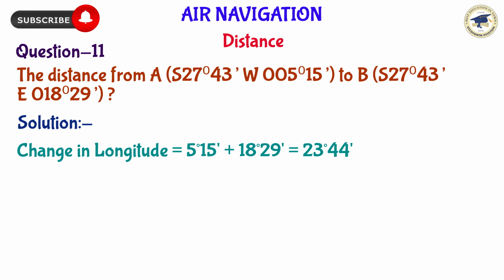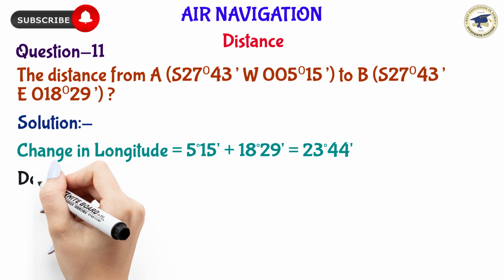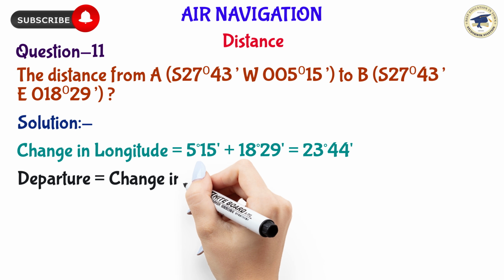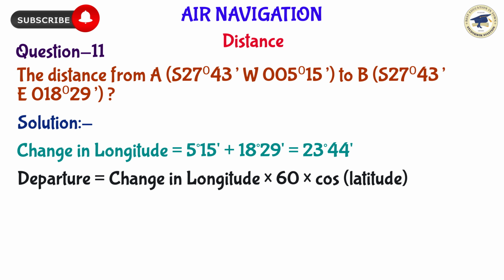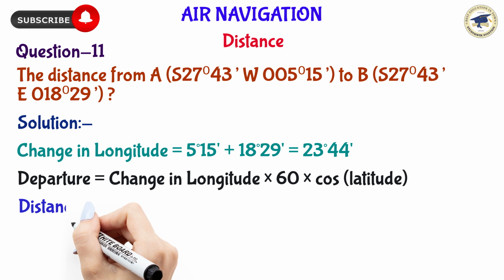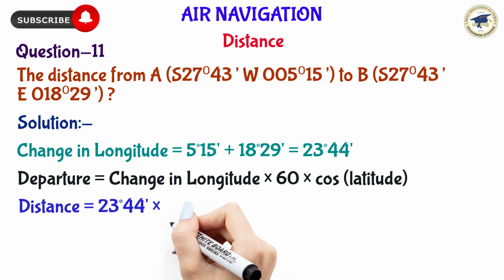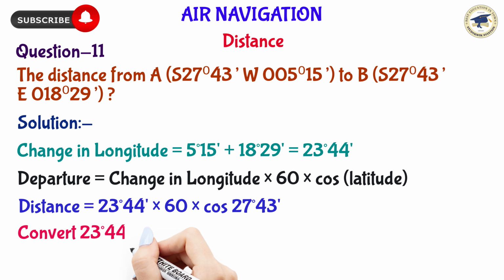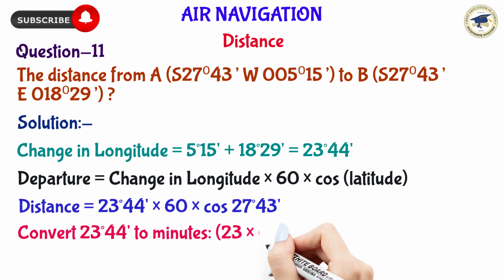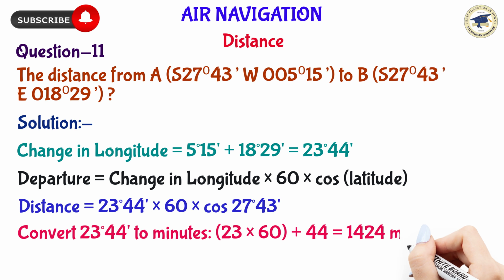Next, we calculate the departure distance using the formula, change in longitude multiplied by 60 times the cosine of the latitude. 23 degrees 44 minutes converts to 1424 minutes. Now multiply by the cosine of 27 degrees 43 minutes.